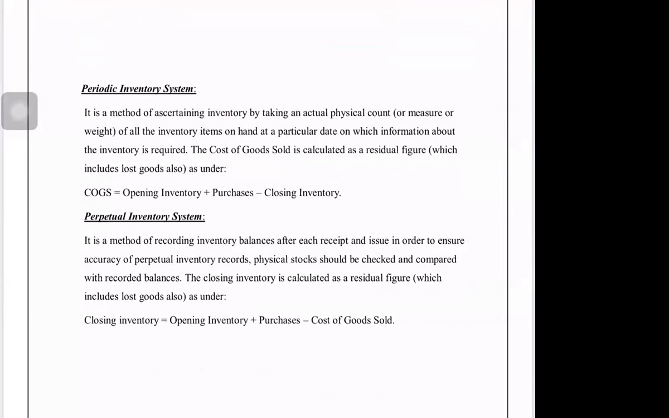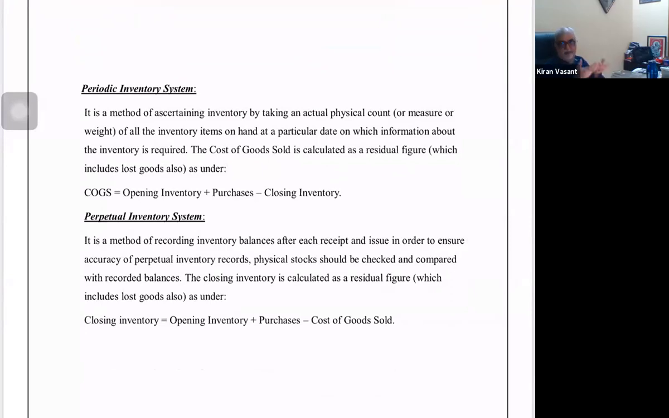The perpetual system is more expensive. It involves software and hardware, and maintenance of the software and the hardware. So it becomes an expense for the organization. But large organizations do keep such systems.